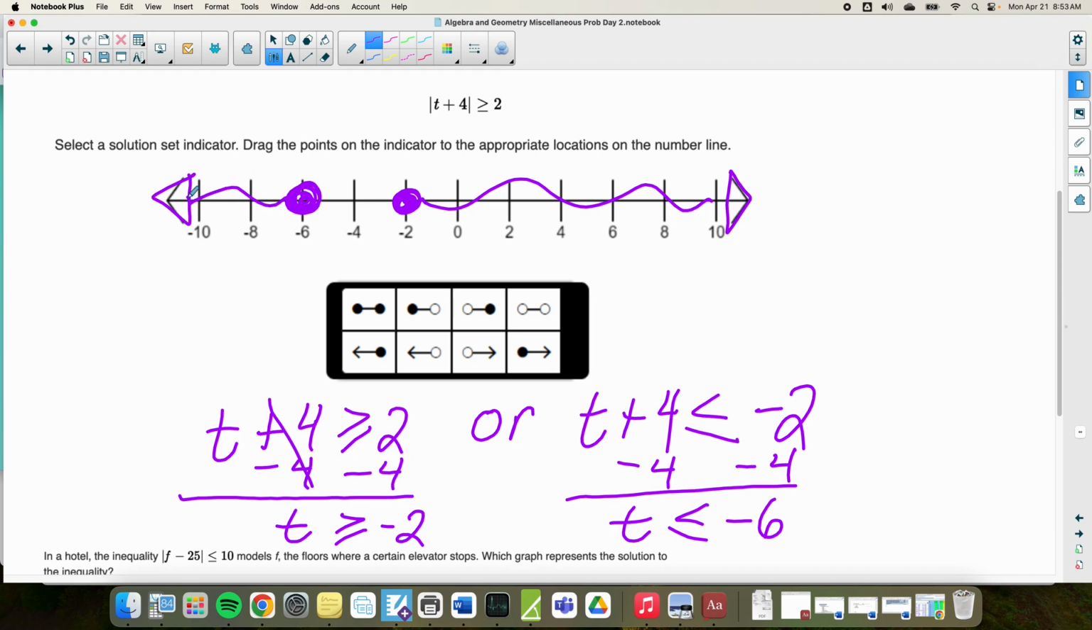So if you were doing this on the test, you would take this and put it right there. You would take this one and put it right there. And set them up at negative 2 and negative 6.